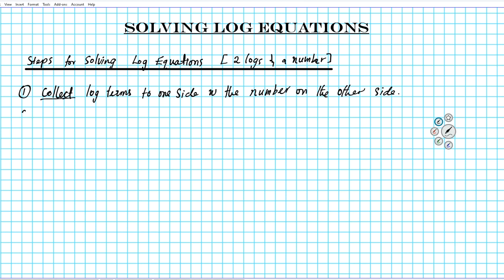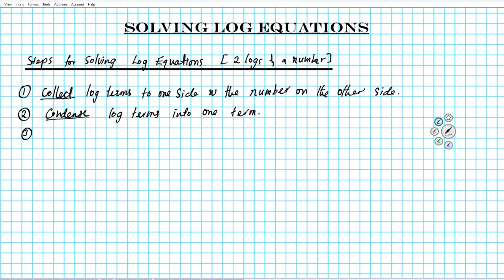And then step number 2, you want to condense your log terms into one. Here you're going to be making use of the product and quotient properties of logs. So the key word here is condense.